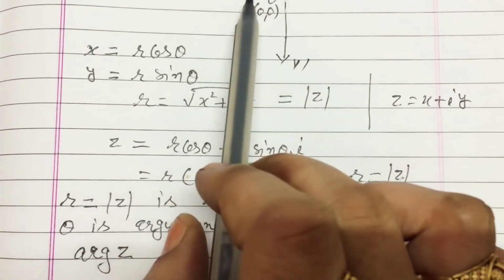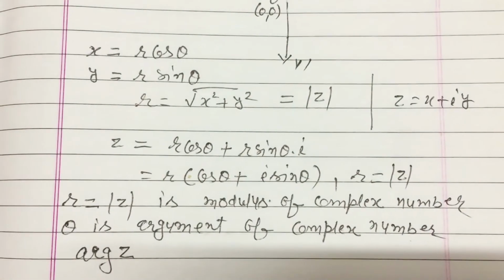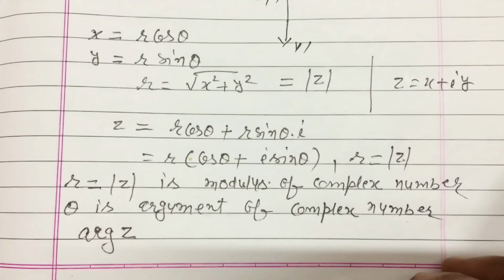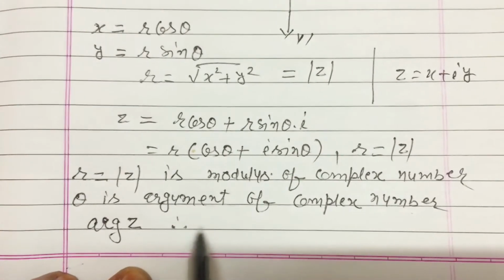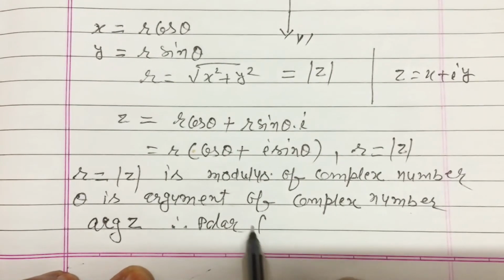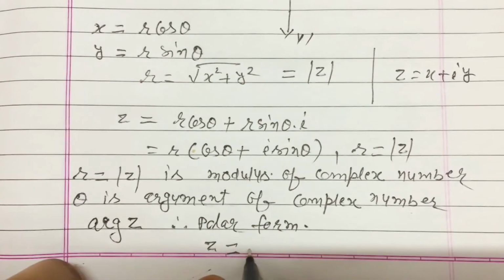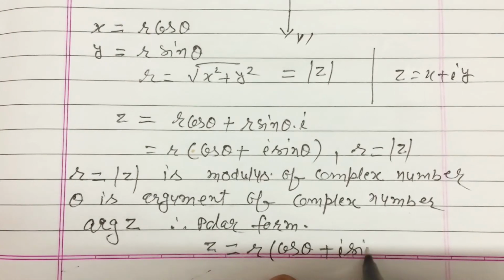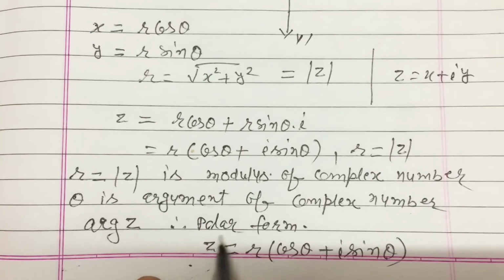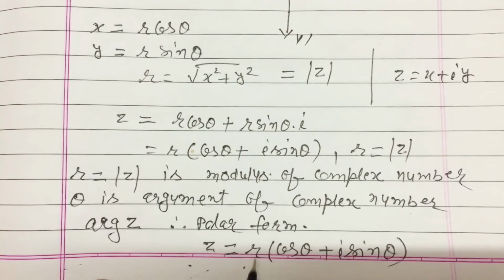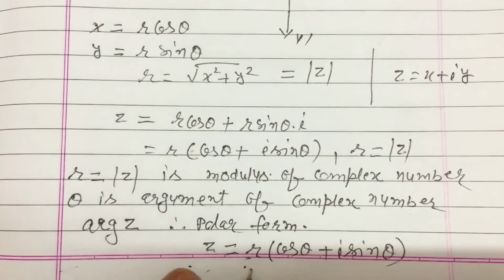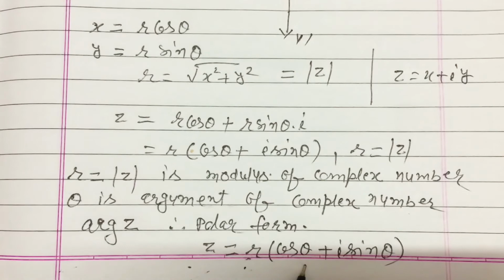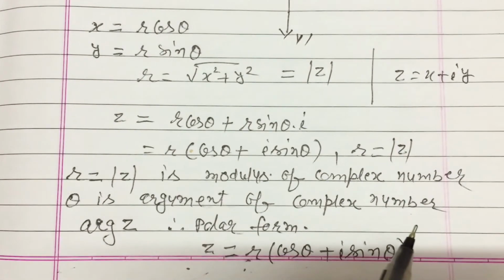It means we are finding the angle which the complex number makes with the positive real x-axis. Okay, the polar form of this complex number is z is equal to r (cos theta plus i sin theta). Okay, it is the polar form of a complex number where r is the modulus, mod of z, and theta is known as the argument of the complex number.